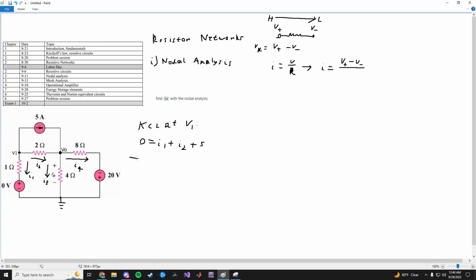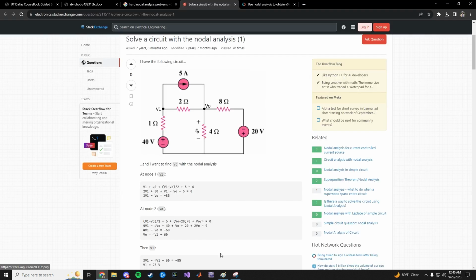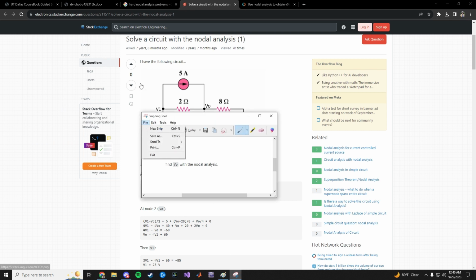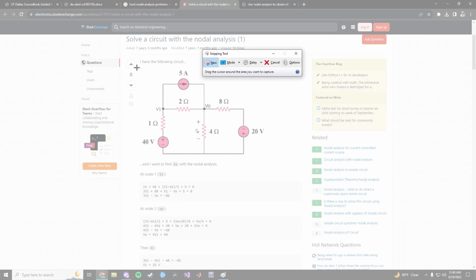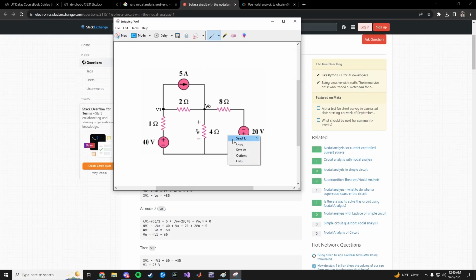Okay, now let's write the nodal analysis equations. So I1 is going to be V1. The number got cut off. Oh, that's 40. Okay, hold on. Let me take another screenshot. There you go.